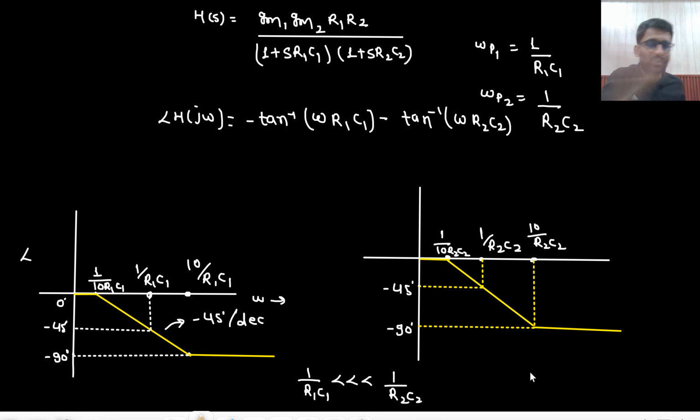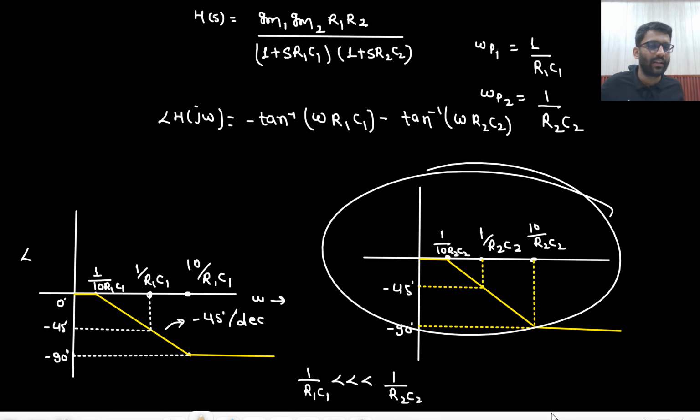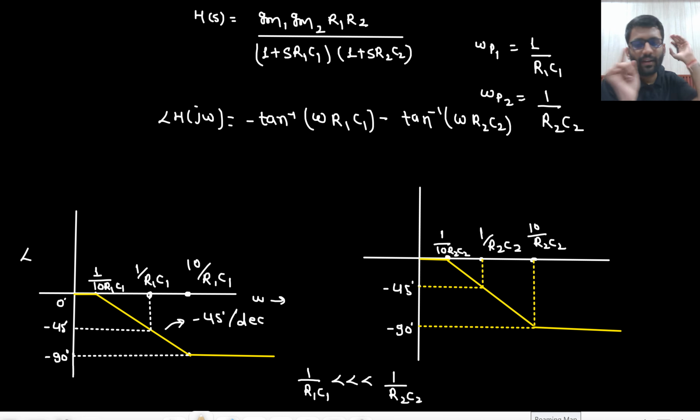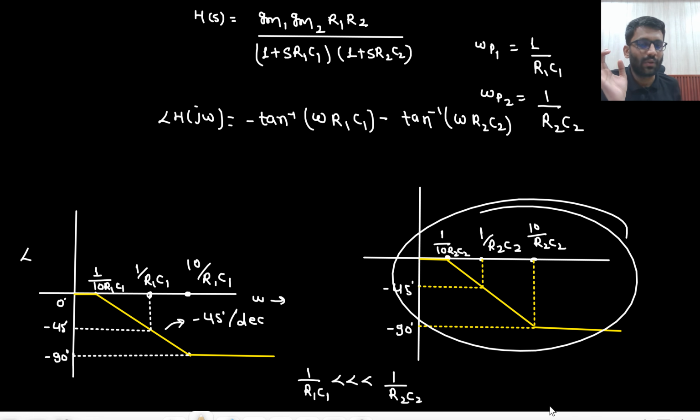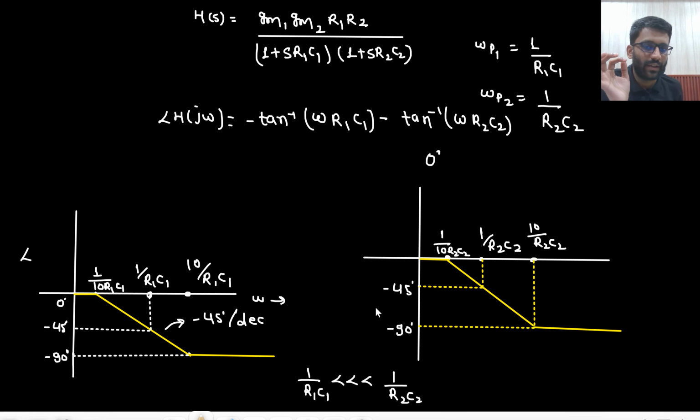So how will your total plot look like? From 0 it will start, and it will keep on going till 10 by R1C1. Before 10 by R1C1, from this side you are getting 0 degree. So from here you are getting 0 degree only, and from here you are getting this much. So first it will follow the complete one, right? And then it will stay at 90 degree. Now this one will come.